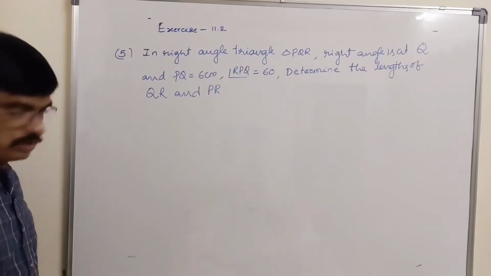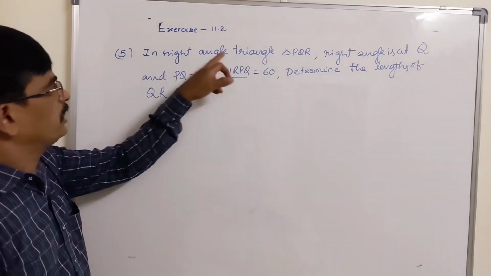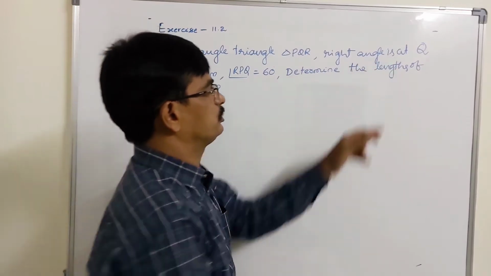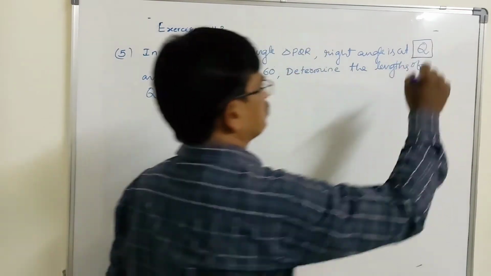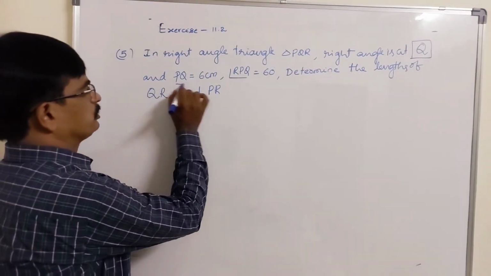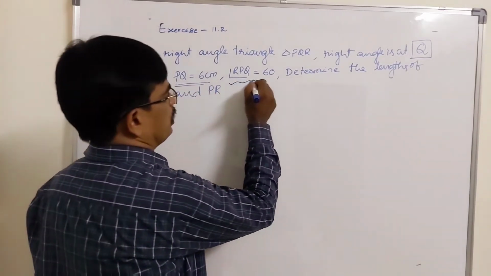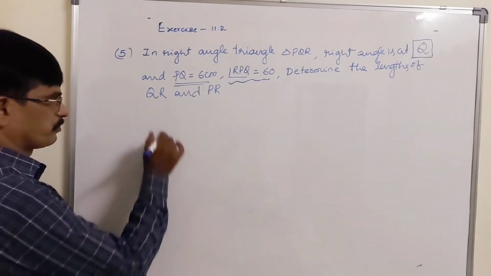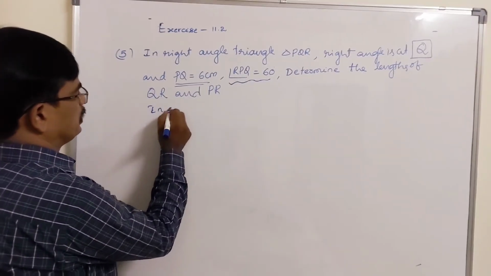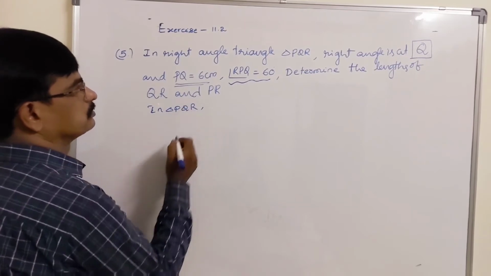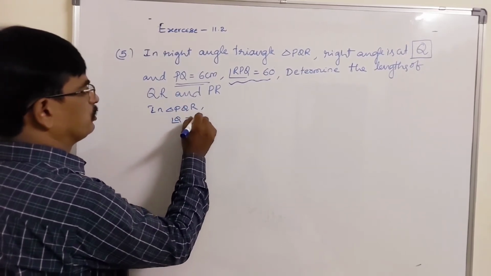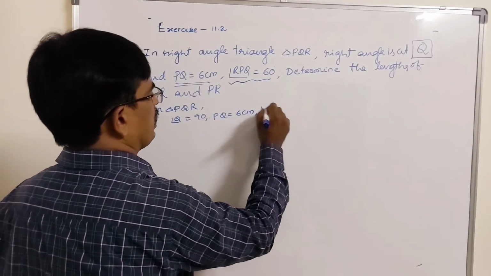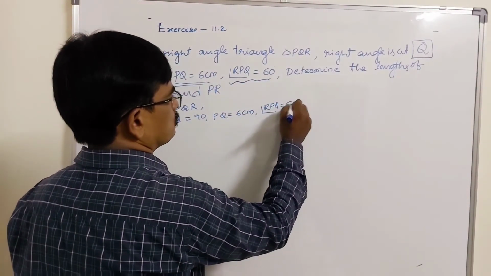Okay. So now the fifth question is, in right angle triangle PQR, right angle is at Q. Right angle at Q is given, and PQ is equal to 6 centimeters. Angle RPQ is equal to 60 degrees given. In triangle PQR, angle Q is equal to 90 degrees, PQ is equal to 6 centimeters, angle RPQ is equal to 60 degrees.